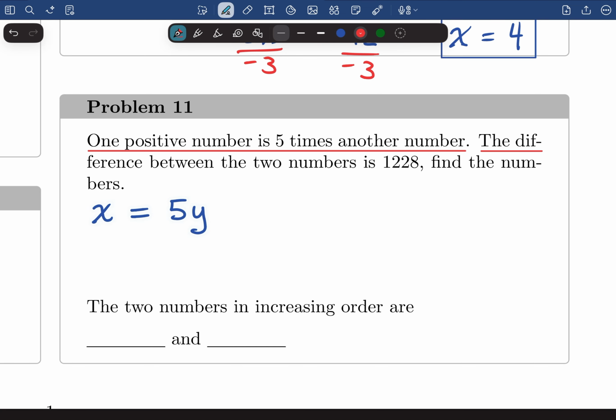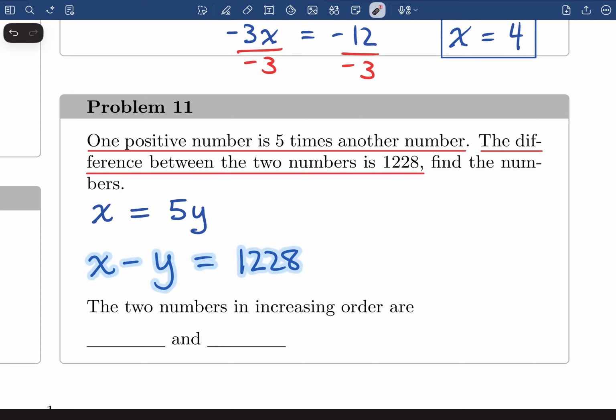Now, let's look at the second sentence. The difference between the two numbers is 1,228. Meaning, if I took x and I subtracted y, then I would get 1,228, because remember, the word difference in math means subtraction. So I'm going to subtract one number from the other to get 1,228.